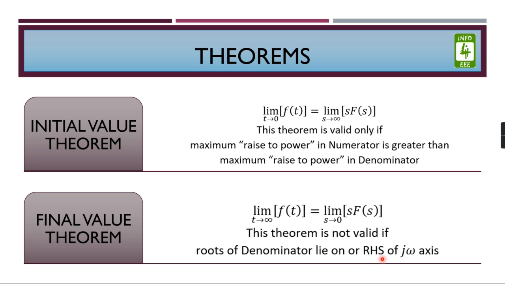Now what is RHS? It is the right hand side of j omega axis, which we have seen in the graph in the previous slides, right?